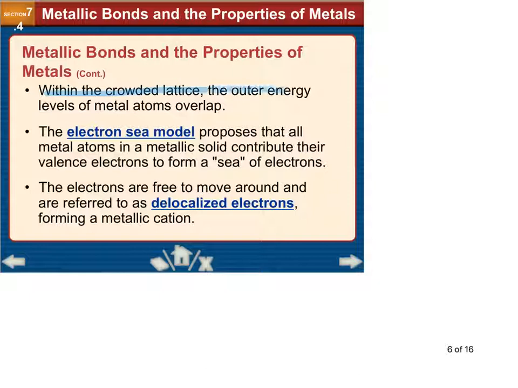And as these atoms sit in the lattice, the outer energy levels overlap, and this electron sea model proposes that metal atoms in a metallic solid contribute their valence electrons to form a sea of electrons. Rather than valence electrons, we'll call them free electrons. Electrons that are free to move around are called delocalized electrons.